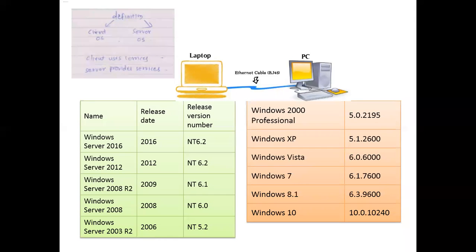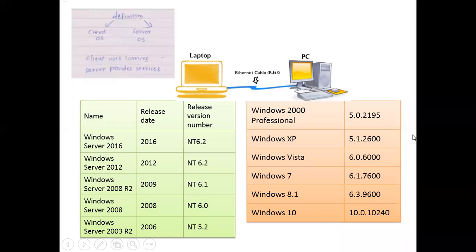Keep this in your mind: the definition is going to remain the same. Any machine, whether it is a client operating system or a server operating system, if you share something on the network, then it becomes a server. So what is the question? Can client operating systems like Windows 7, Windows XP, Windows 8.1 and Windows 10 become a server?